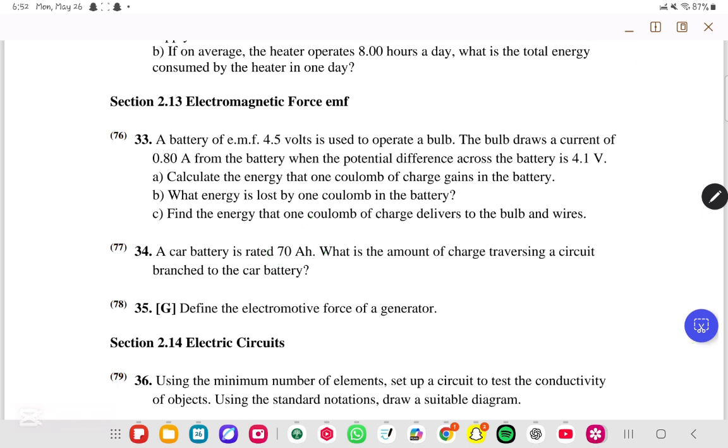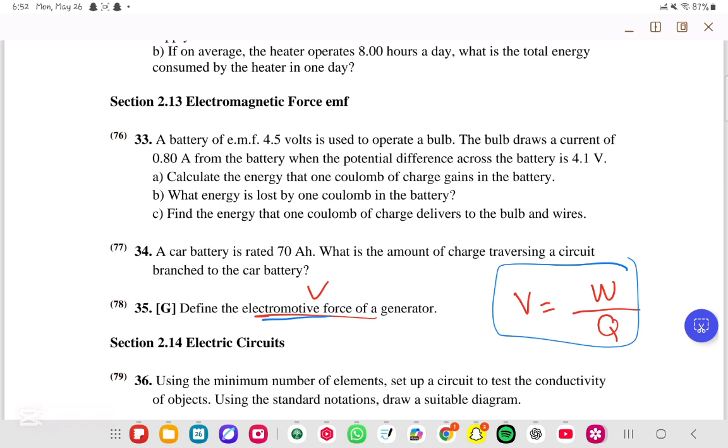Question 35. Define the electromotive force of a generator. Very simply, what is the electromotive force of a generator? It's another term for the voltage, or rather, an equation for the voltage, it is W over Q. So this is the equation you need to know for the electromotive force. If they ask you to define electromotive force, it's V equals W over Q.